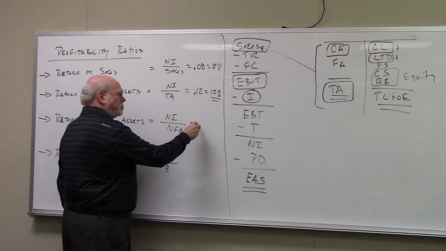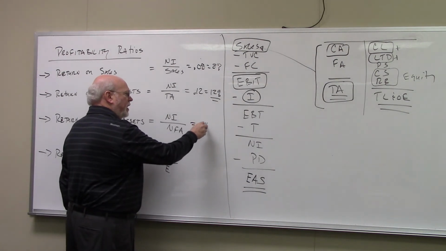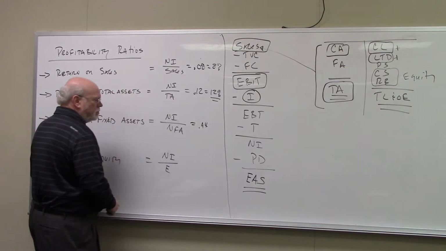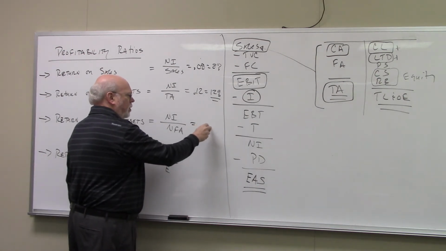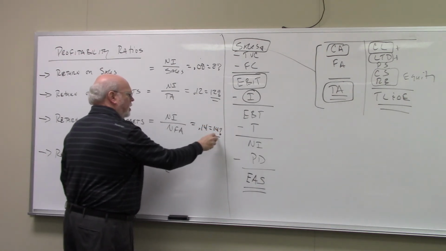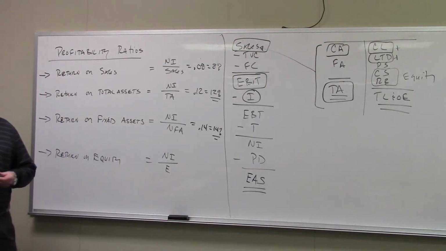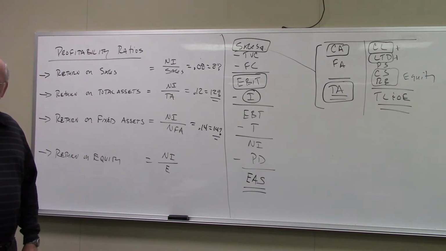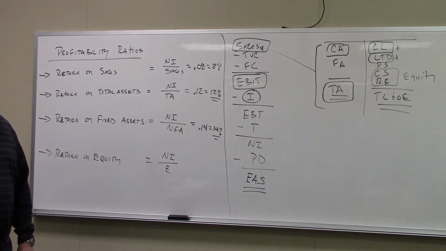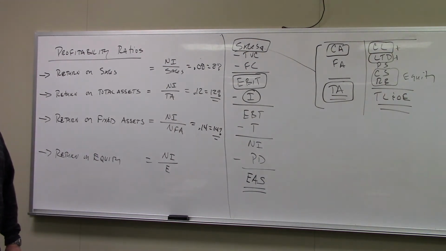Return on fixed assets. Now, this turned out to be 0.14, excuse me. This turned out to be 0.14 or 14%. You would say that the firm has a fixed asset return of 14%. Your return on fixed assets is 14%.